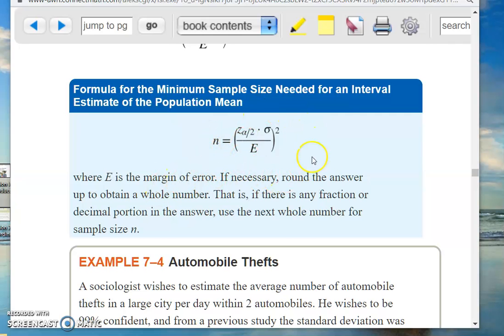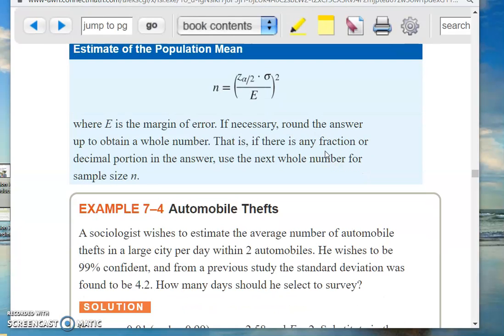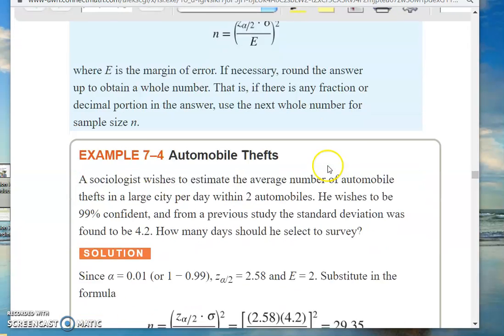E is the margin of error. You always have to round up because you're taking samples or experiments or trials or whatever you're doing. You can't have half of a sample or half of a human being. You can't have half of a toss of a dice or whatever it happens to be that you're doing. So we always round up. Okay, so let's take an example here. I think it'll be more clear.